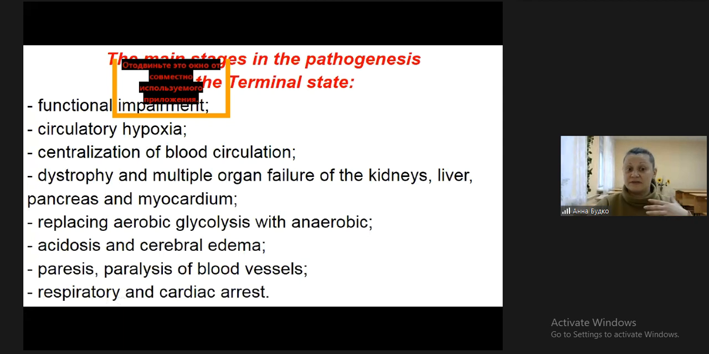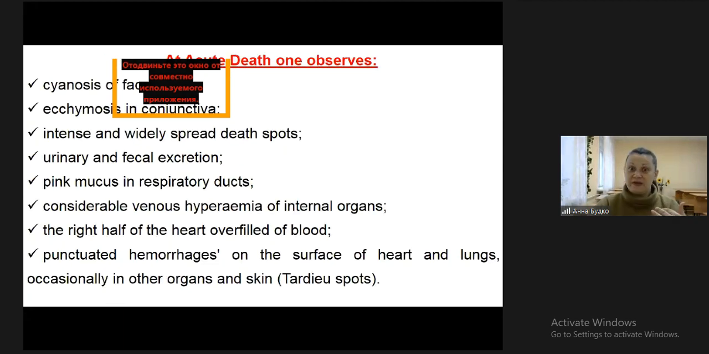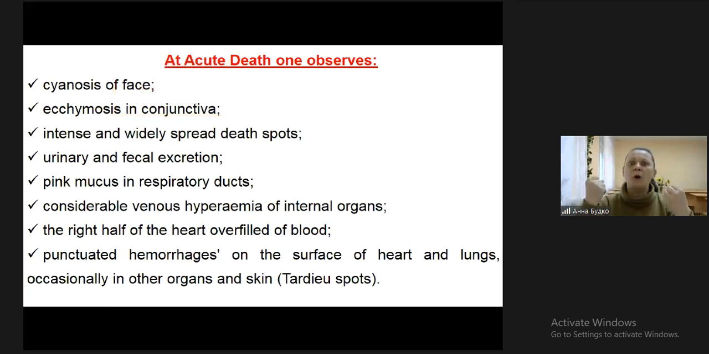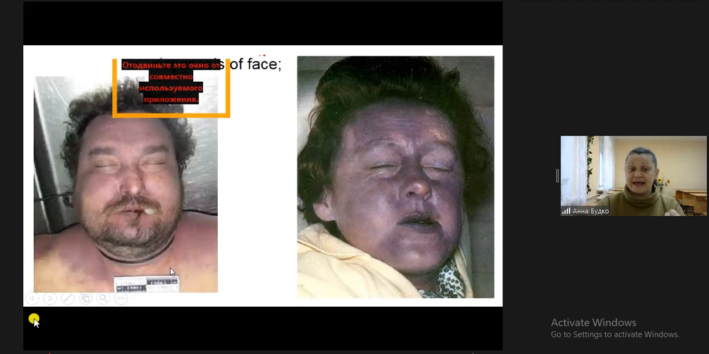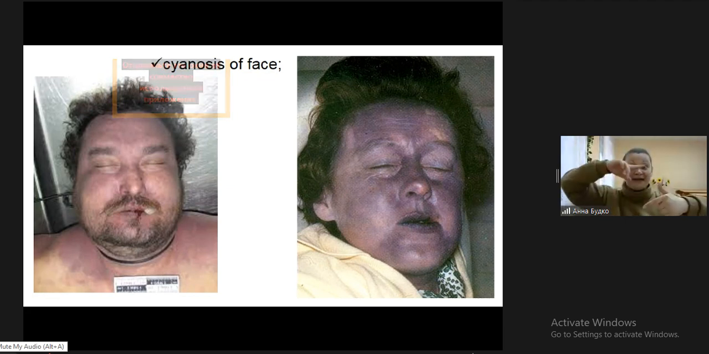First, the cyanosis of the face. The skin of the face and neck has a very, very intense blue-violet color. Why? Help me, my dear doctors. What do you think? Why does the skin of the face and the neck in acute death have a blue-violet color? Lack of blood supply. Present lack of oxygen, yes, a decrease in the concentration of oxygen and an increase in the concentration of carbonic acid.